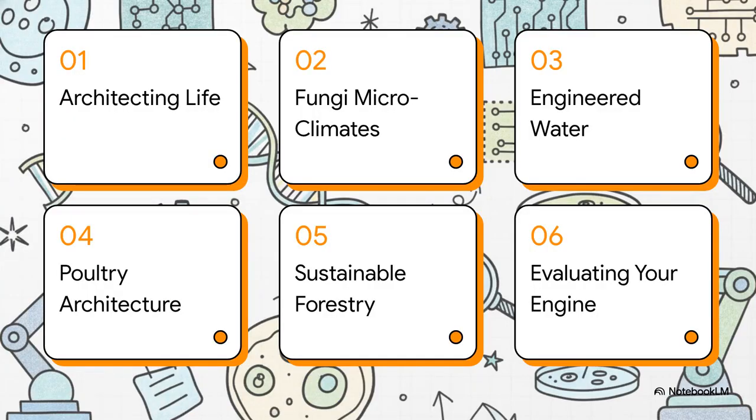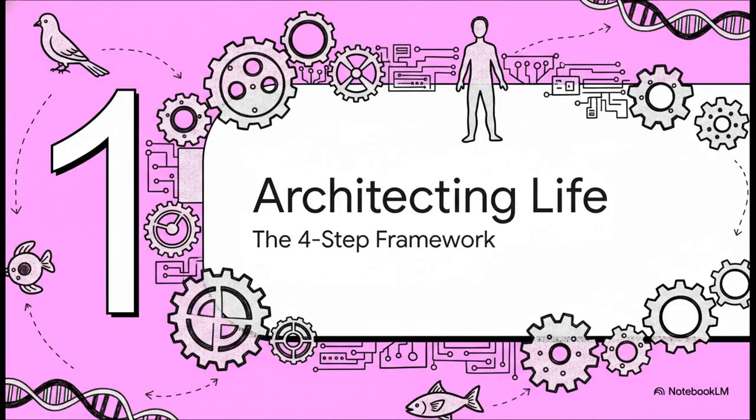So here's our roadmap for The Explainer today. We're going to establish the universal framework for architecting life, and then tour 5 distinct biological engines: cultivating fungi microclimates, engineering aquatic systems, exploring poultry architecture, extracting wild harvests through sustainable forestry, and finally, evaluating which engine actually fits your needs. Okay, Section 1, Architecting Life's Blueprint, the 4-step framework.